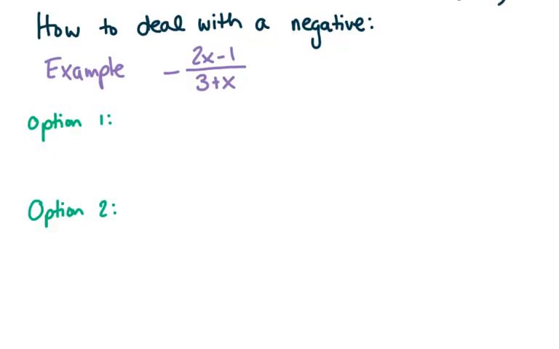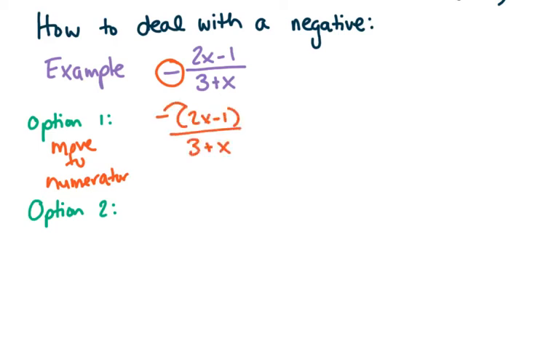How to deal with a negative. So sometimes you might come across a negative in the front of your fraction, and it's just easier to take that and move it either to the top or the bottom, but not to both. And make sure when you move it, you're making the whole thing negative, like the whole top or the whole bottom. So you want to use parentheses. So I can move it to the top, which would look like this. And then I can distribute my negative. Or I could have moved it to the bottom.